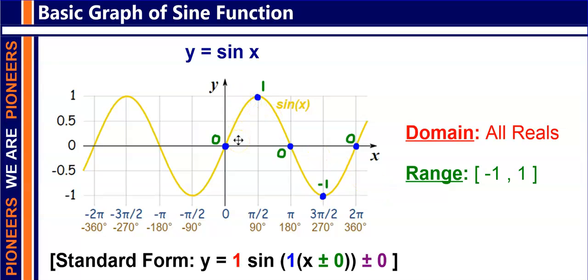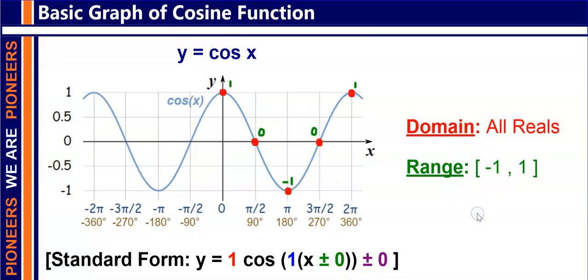Again, please remember that you will always start from the origin (0, 0) to find the first critical key point. Goes up to high 1, mid 0, low -1, mid 0. And that is one complete cycle. Here's a recap on the standard form and the domain and range.